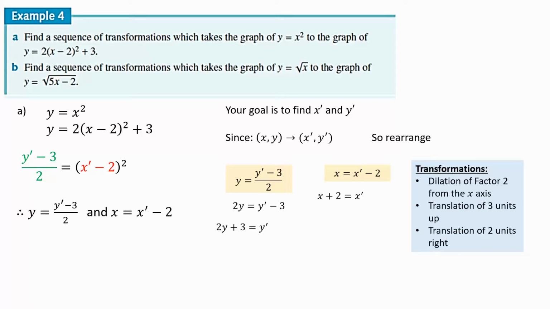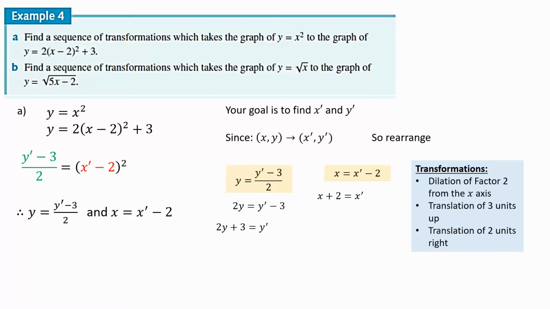Translation comes next. Yeah? So I did dilation of factor 2 from the x-axis. That's the 2 times the y. I did translation 3 units up, which is that one. And then I did translation 2 units to the right, which is that one.